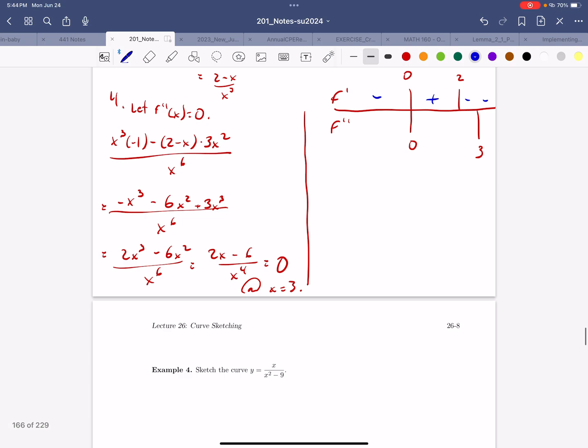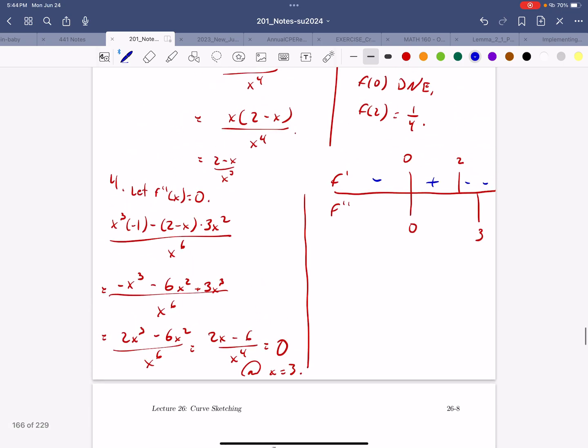For f double prime, if we plug in a negative number, then we get a negative. Plug in 1, we actually still get a negative. Interesting. Wait, hold on a sec. Sorry, I lied. You plug in -5, you get a negative on the top, a positive on the bottom. So you get a negative. The bottom's always positive. You plug in a positive, like 1 or something, and you actually still get a negative. But if you plug in a big positive number, then you get a plus.